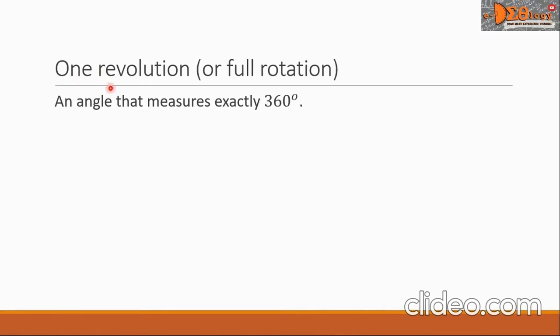The next is 1 revolution or full rotation. It is an angle that measures exactly 360 degrees. Here's a picture of 1 revolution or full rotation. In this angle, the initial side and the terminal side coincide.